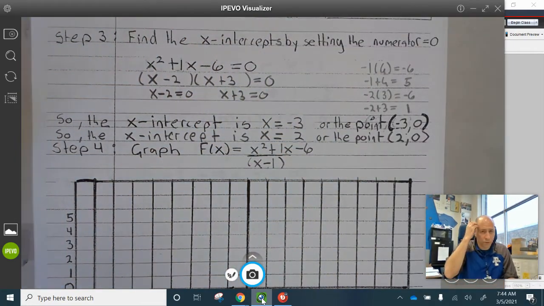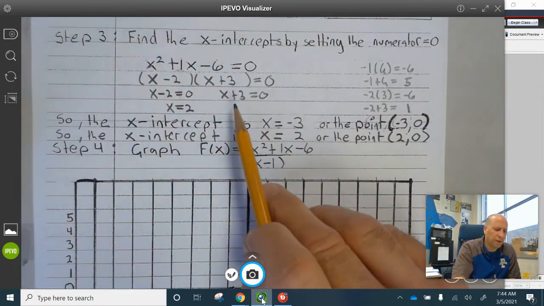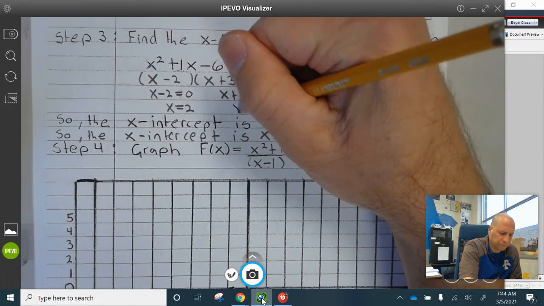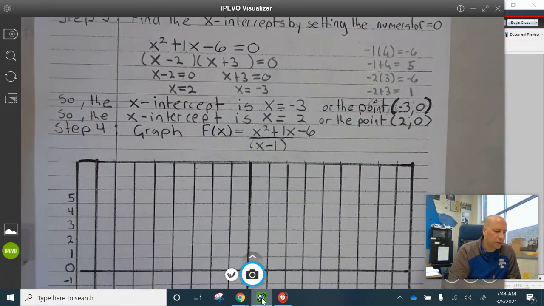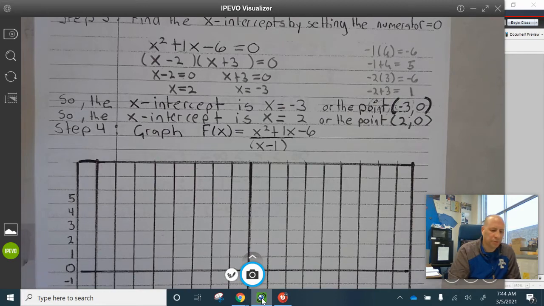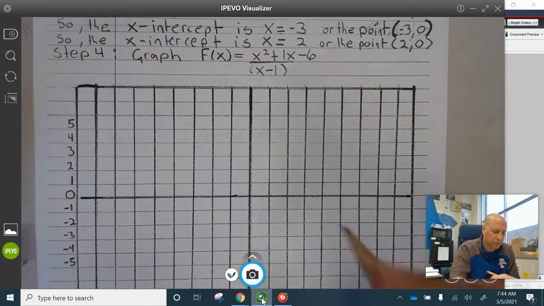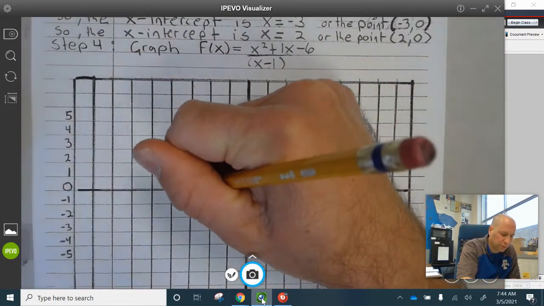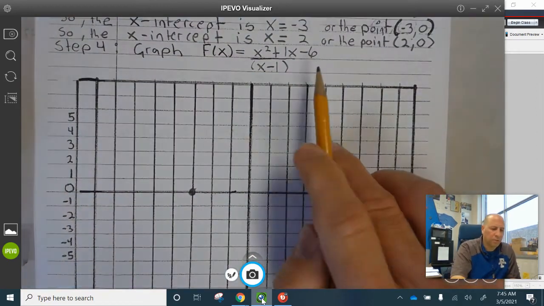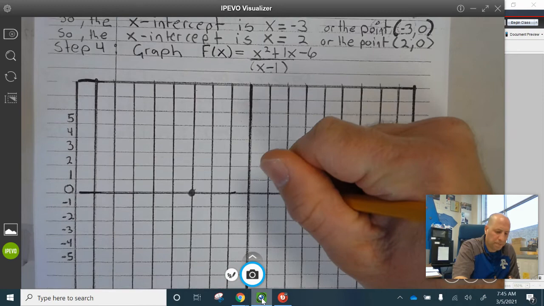Now you ask yourself, what do you add to 2 to give you 0? The answer to that is x equals 2. And here, what do you add to 3 to give you 0? x equals -3. Okay, so the x-intercepts are x equals -3 and x equals 2. So the point is -3, 0. So let's go ahead and graph that point. -3, 0 is -1, -2, -3. And then we have an x-intercept at x equals 2 of the point 2, 0, which is here.